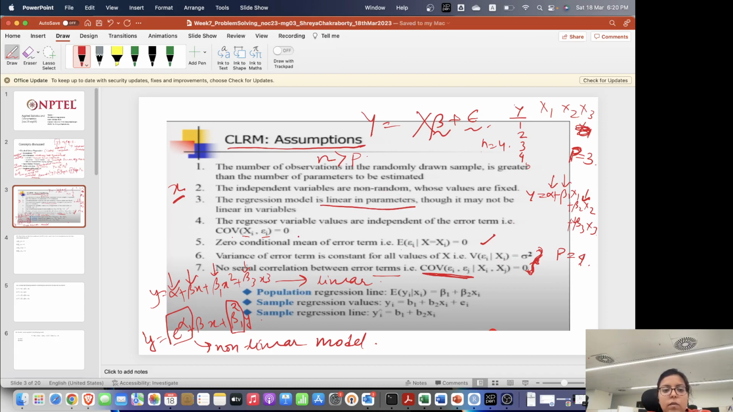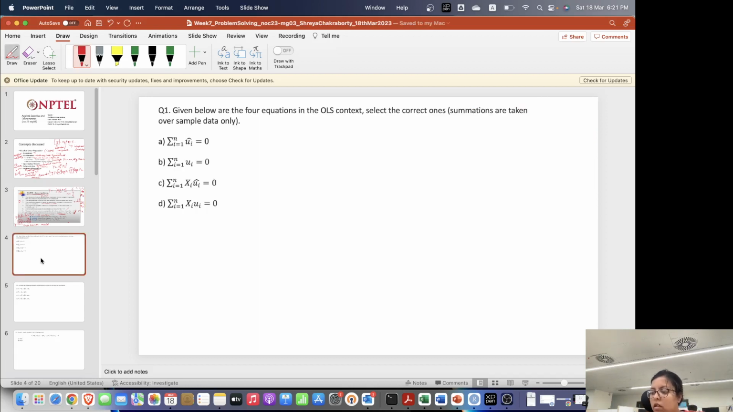Okay, so with that I will move on to the questions. First I will just provide the solutions of week 7, and then we will discuss some other questions. Okay, so this is the first one. We have 4 questions in the OLS context, and we have to choose which are the correct ones. So what do you think the correct ones are and why?